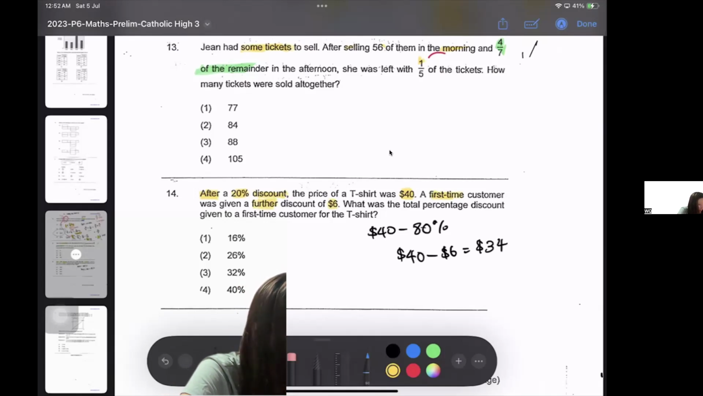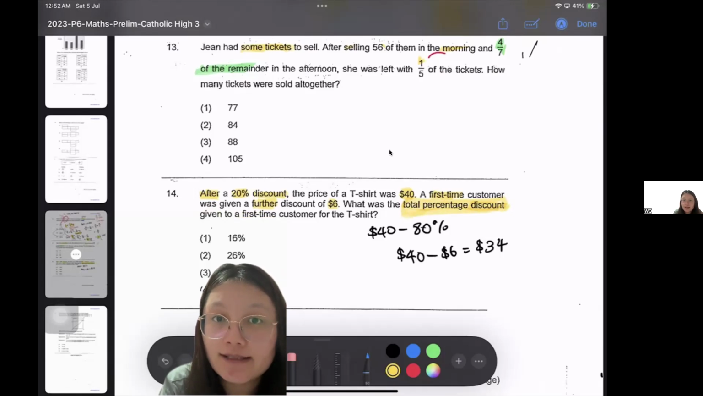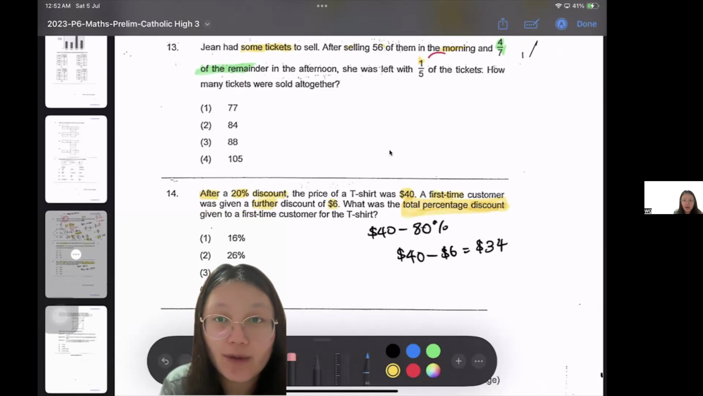Okay, the next part of the question. What is the total percentage discount given to a first-time customer? So now you need to find a total percentage discount. What does total percentage discount mean? It means a percentage discount of the final price as a percentage of the original price. So what we need to do is find the original price first in order to find what is the percentage discount from the original price given to the first-time customer.